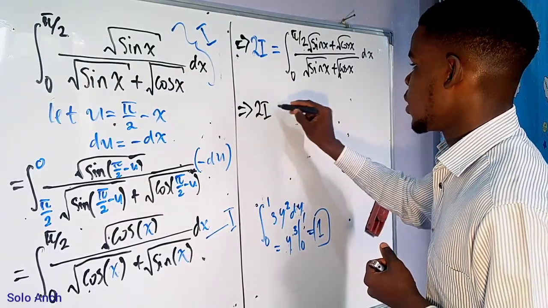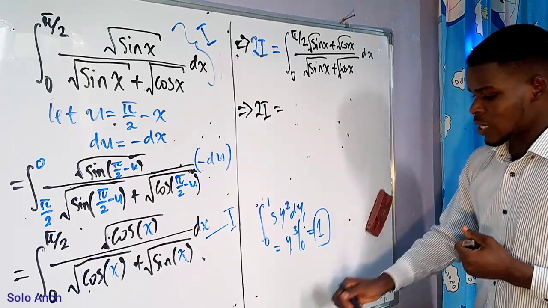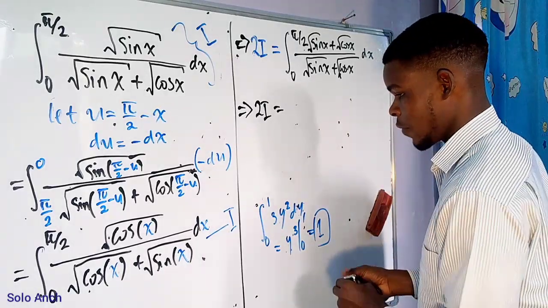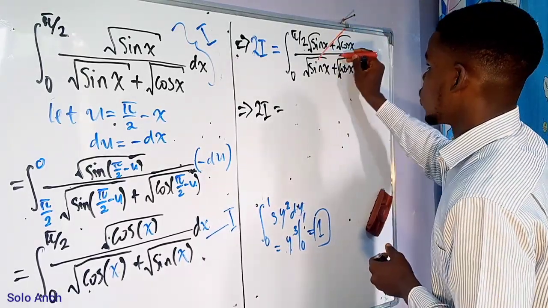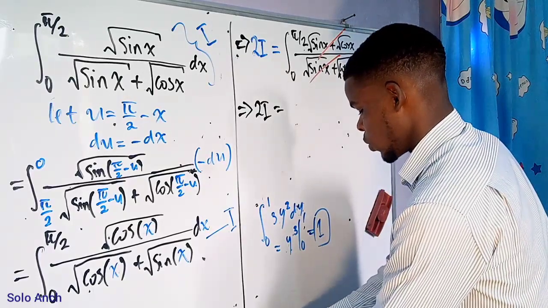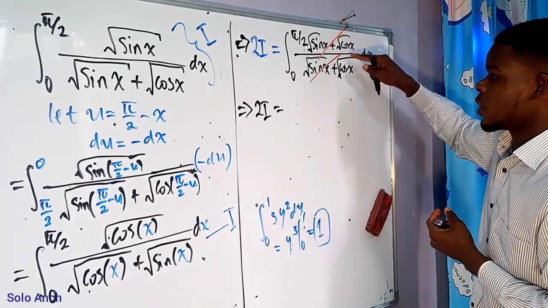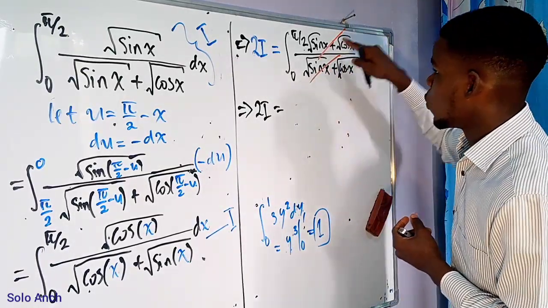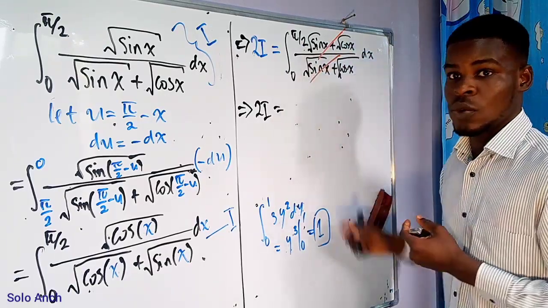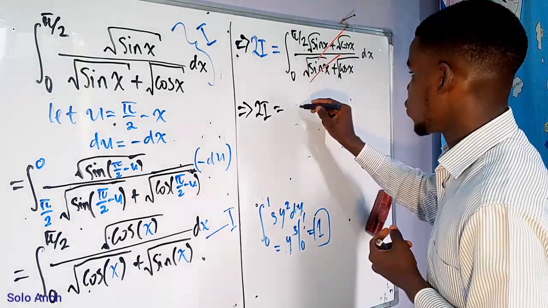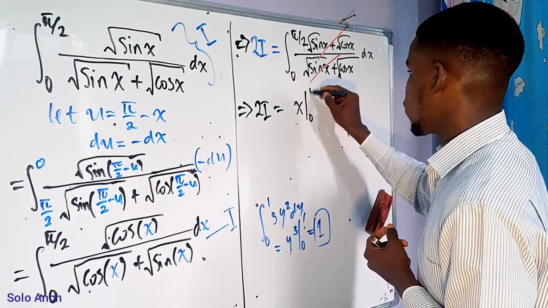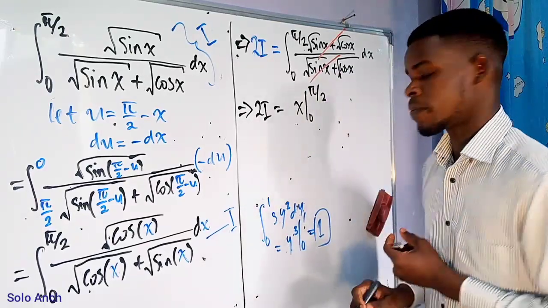2 times I equals, well, the numerators and denominators turn out to be the same after adding the two integrals. So that means we're going to cancel them. We're going to have 1 here, right? So we're going to integrate 1 from 0 to pi over 2 over the x variable. That means we are going to have x from 0 to pi over 2.